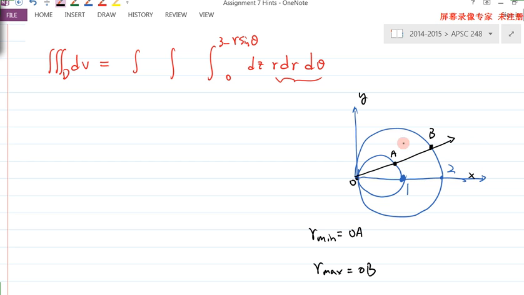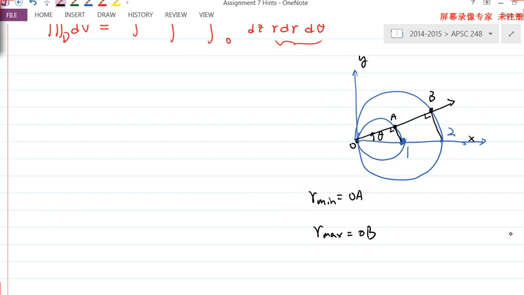Okay. So basically, we need to find the relationship between R min or R max in terms of theta. And theta is the angle from the x-axis to where the line is drawn here. So this is theta. Now, if I connect this and here, I have two right triangles, one is this and the other is this. The hypotenuse here is 1 and the other is 2 here.